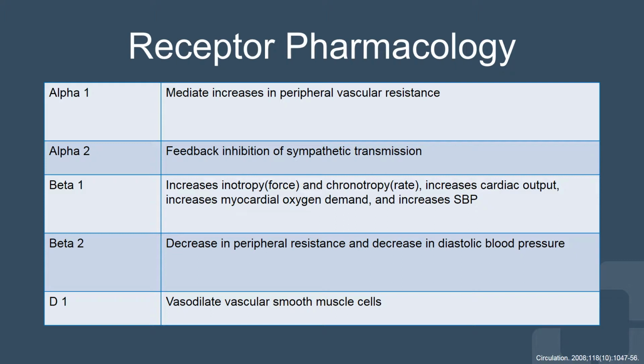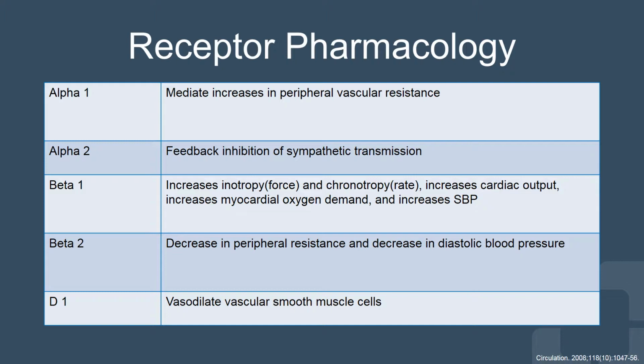Alpha-2 is a feedback inhibition of sympathetic transmission. And so if you have an agent such as clonidine, which is an alpha-2 agonist, then as your body utilizes the clonidine, it thinks it's getting enough of a sympathetic tone. As a result, it does not release as much catecholamines, and your blood vessels actually vasodilate.